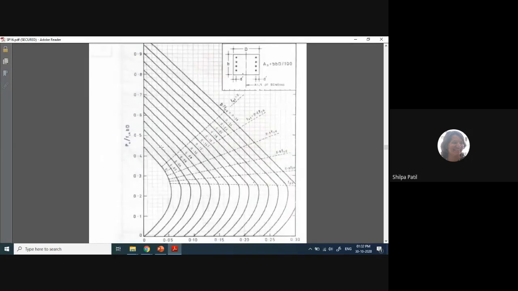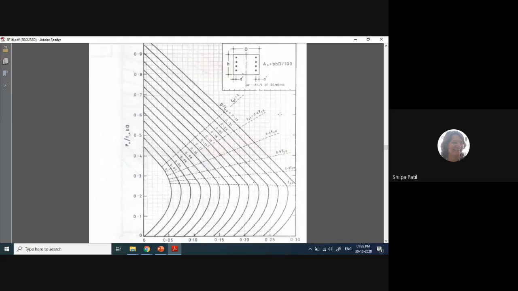Now what are these curves? See, for this particular value of Pu by fck bD, there will be different values of Mu. Now how are these values changing? They are dependent upon the percentage steel we have used. Though it is shown that 4 and 4 bars of steel in the diagram, we may provide 3 on both the sides, so the total number of bars may be 6. So Ast, my area of the steel, will change here in case of the column. So Ast is changing means the percentage steel present in the column is also changing.